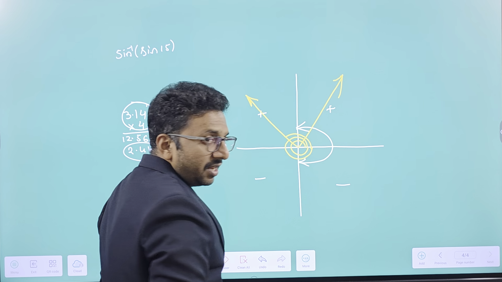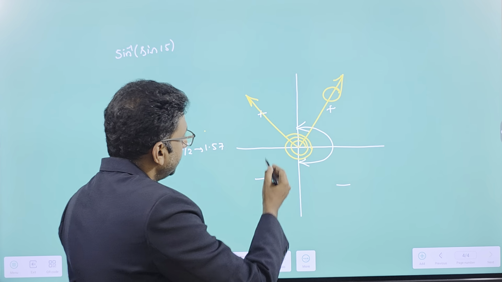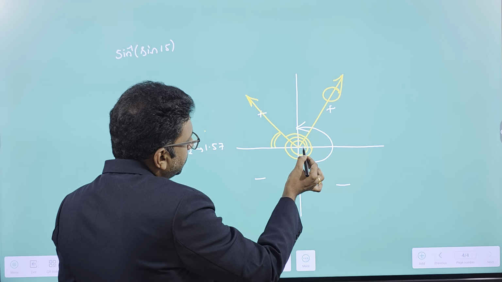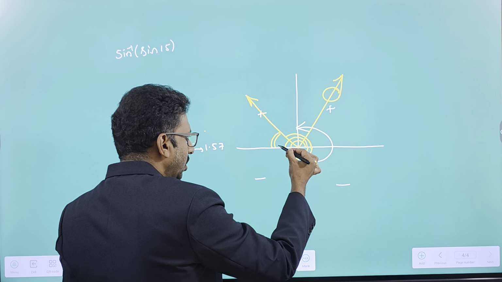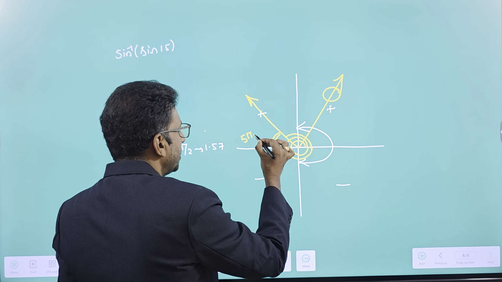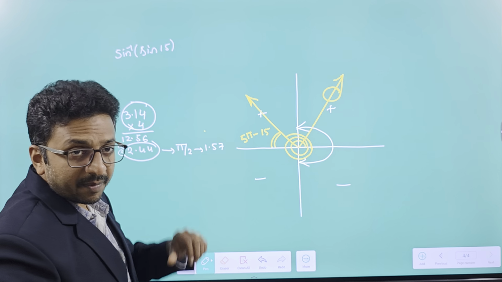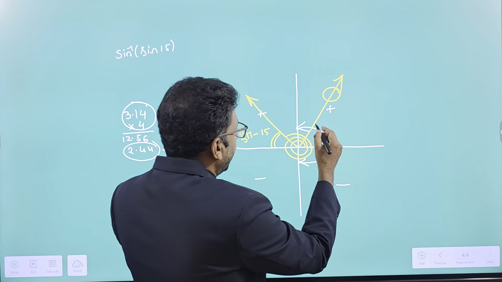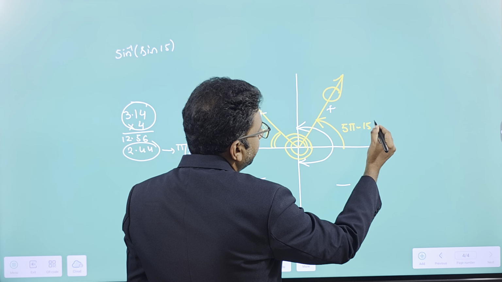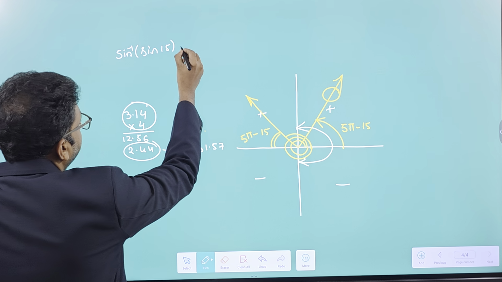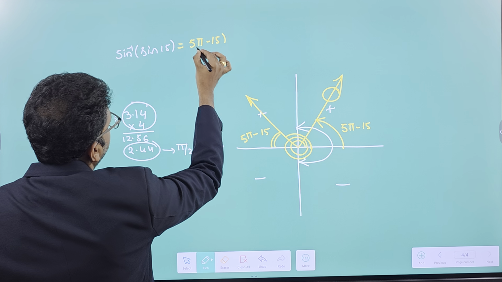Reflection is about the y-axis clearly. So the angle corresponding to this ray is the answer. So what is this angle? So this angle is 2 pi, 4 pi, total is 5 pi minus 15 radians. So this is 5 pi minus 15 radians. So the same angle, this angle will also be 5 pi minus 15 radians. So sine inverse of sine 15 will be equal to 5 pi minus 15 radians.